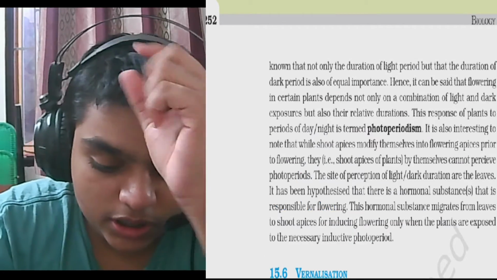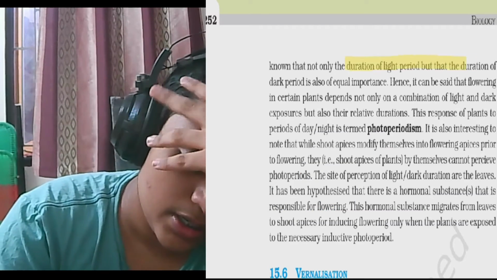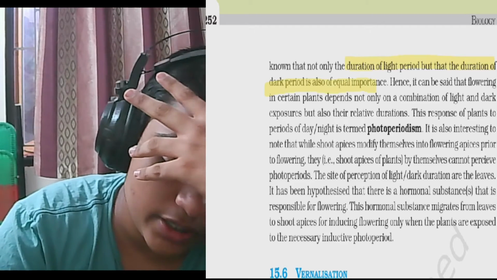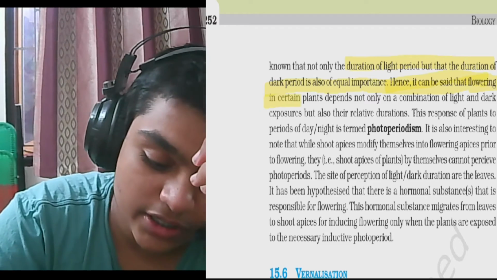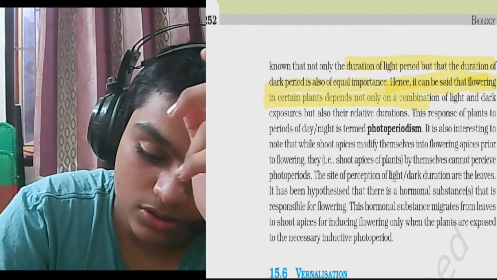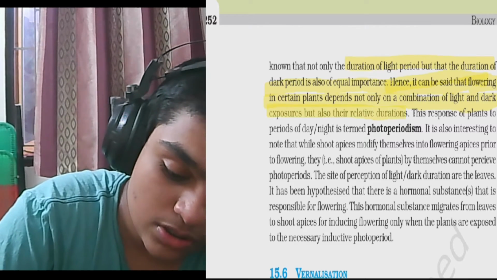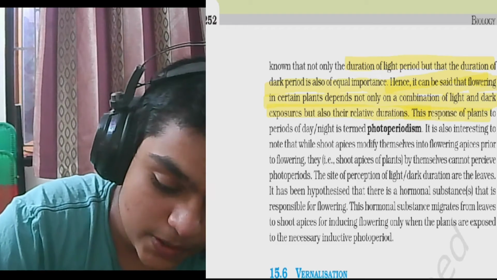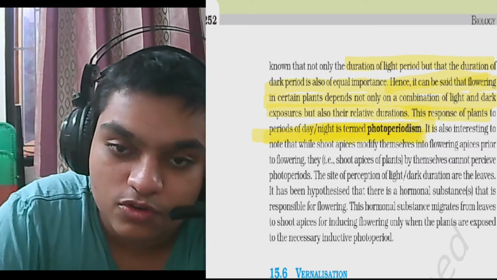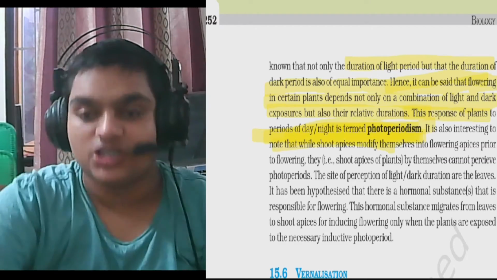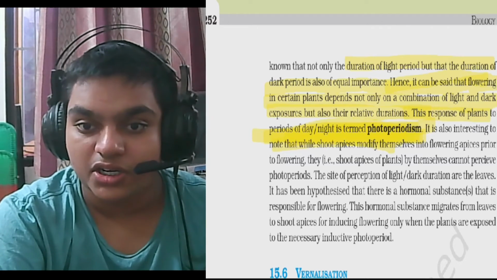Okay, see this is very important. Not only the duration of the light period, but the duration of the dark period is also equally important, and hence it is said that flowering in certain plants depends not only on the combination of light and dark exposures but also on their relative durations. This response of plants to the day and night is termed photoperiodism. That is the definition. Got it?